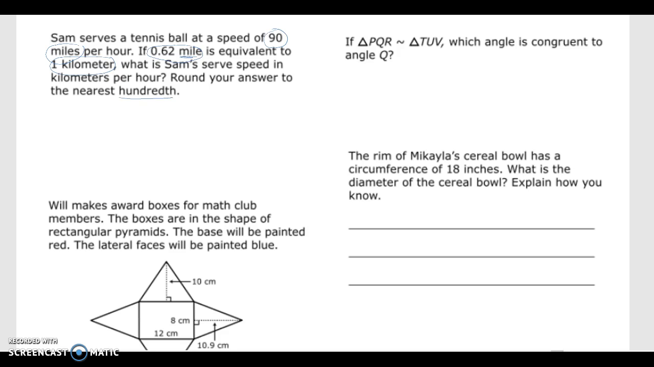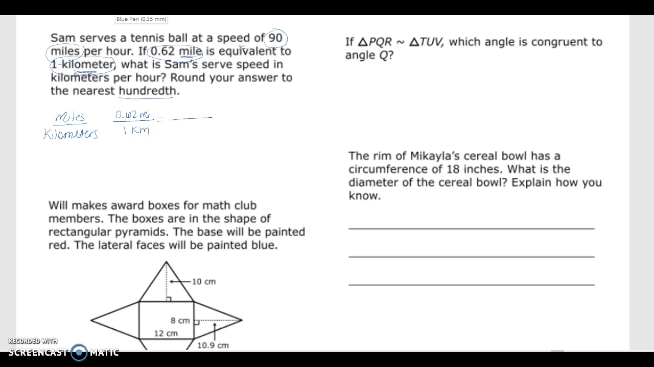So here, since I'm talking about miles and kilometers, that tells me that I'm doing a measurement conversion. So I want to start out with my measurements, miles and kilometers. On the left, I always put what it gives me. It's saying 0.62 miles is equal to 1 kilometer. So miles I'm going to keep on top, and kilometers on the bottom.